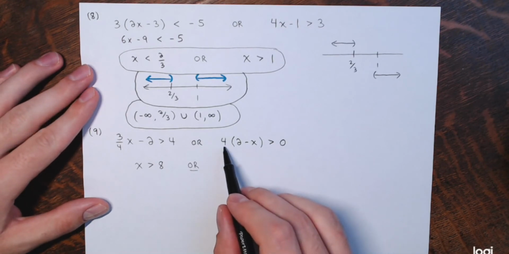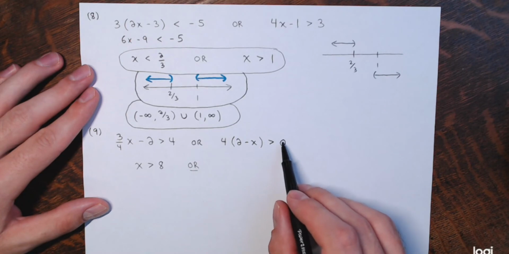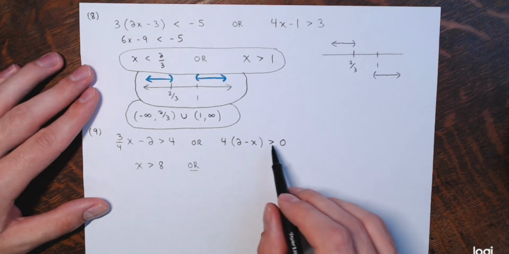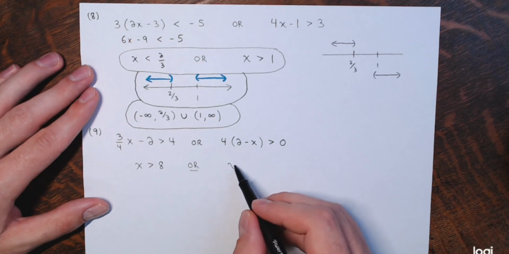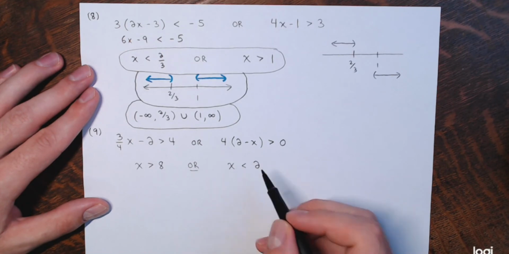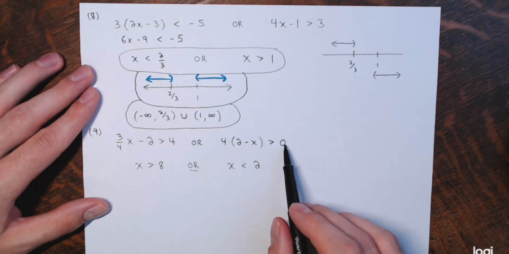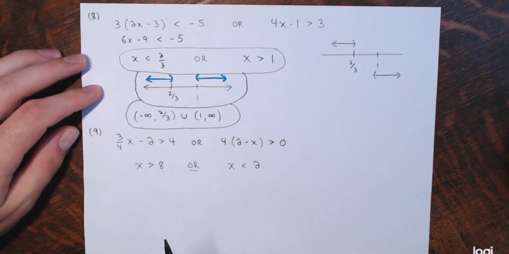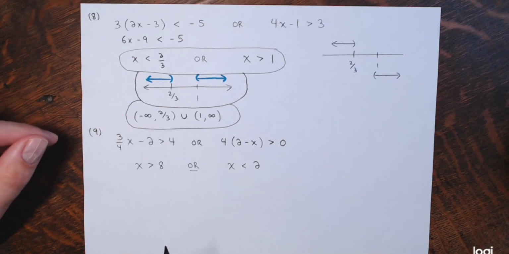Then this one, dividing by 4 just keeps 0 over here. And then I could just simply add x and look at it the other way. We'd have x is less than 2. Right? Or you could subtract 2, get negative 2, divide by negative 1, and flip the symbol. Get x is less than positive 2. Either way you do it.